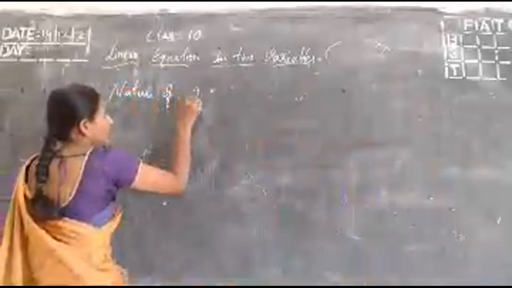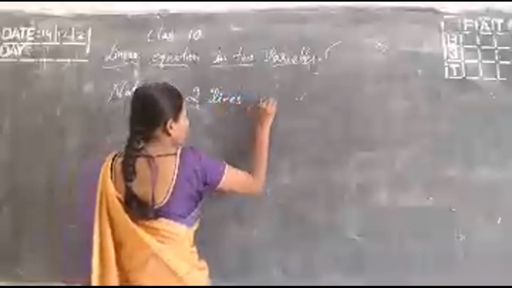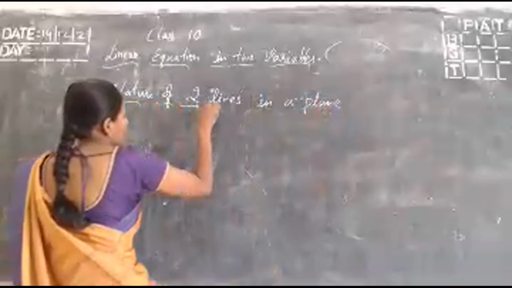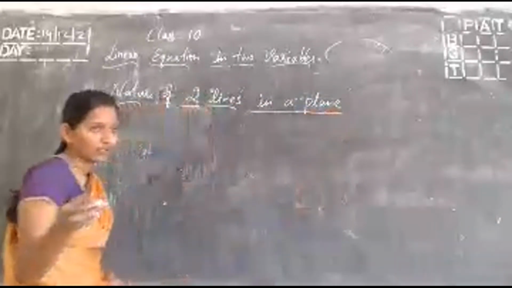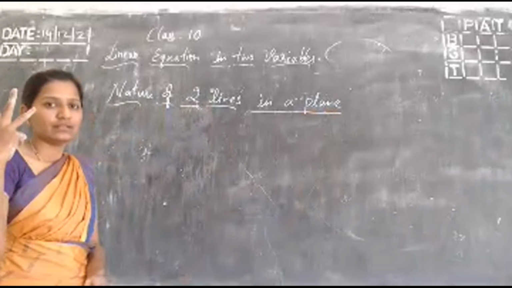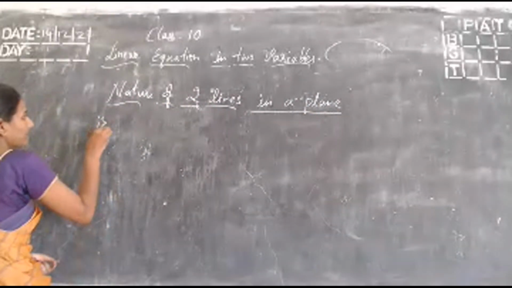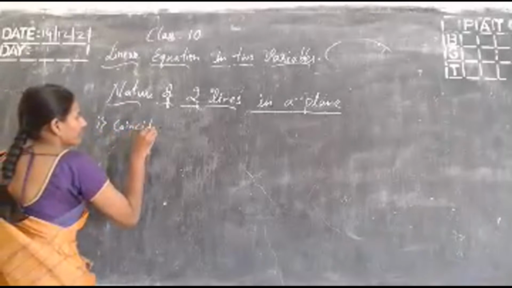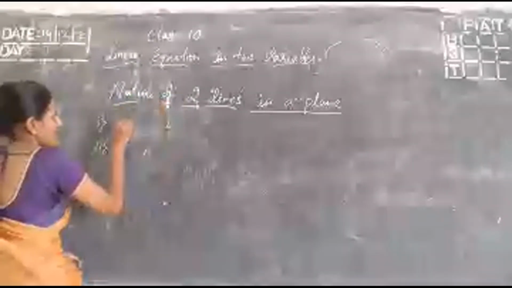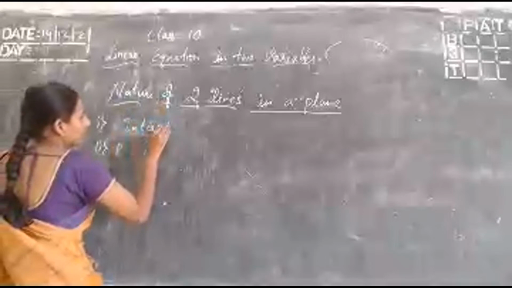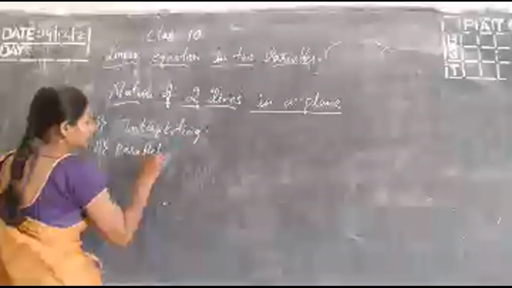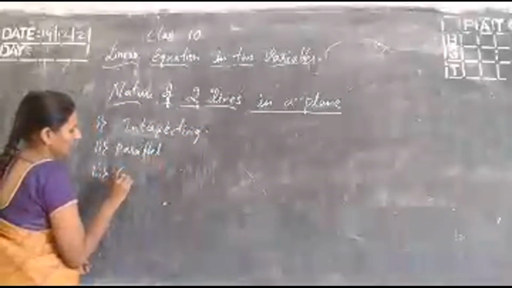Nature of two lines in a plane means we have two straight lines. We should know how it will be, means in how many forms it exists. It exists in three forms: intersecting, parallel, and coincident.